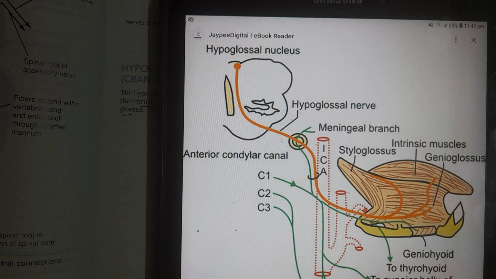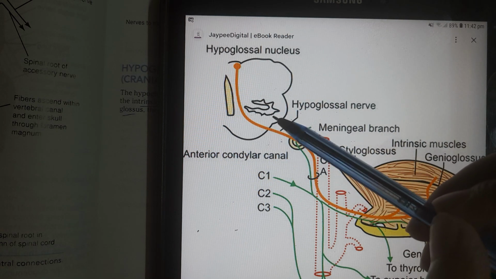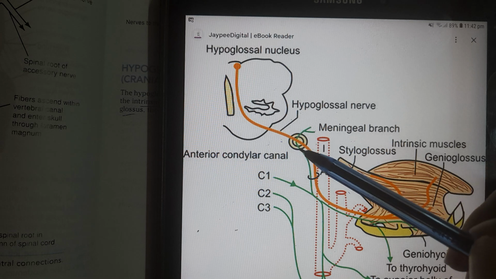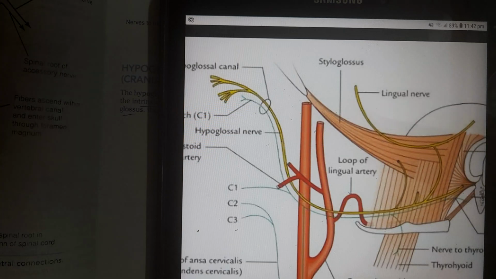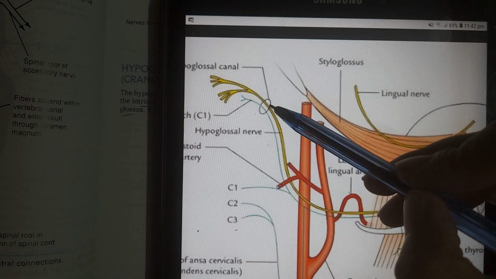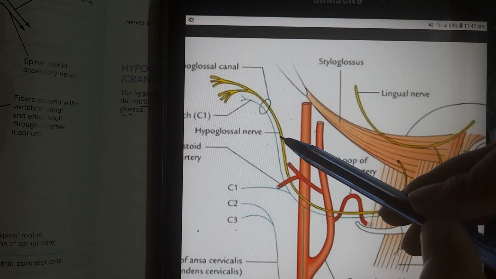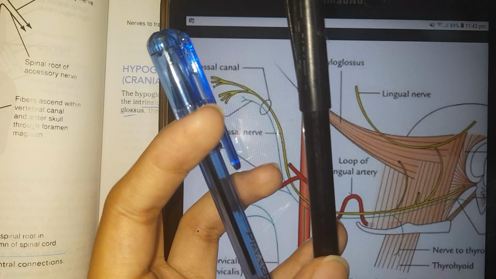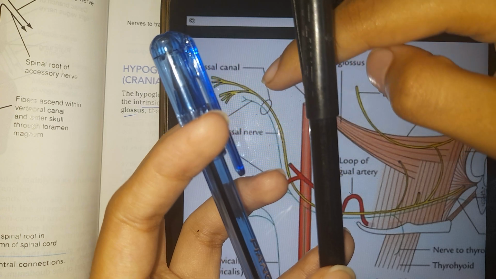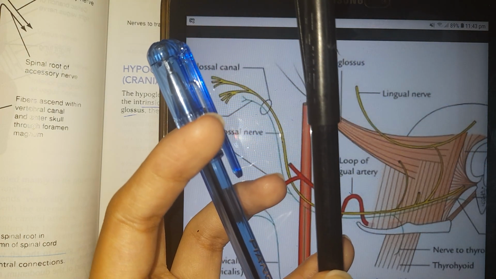As soon as the hypoglossal nerve comes out from the area between the pyramid and the olive, it goes to the region known as the hypoglossal canal. As you can see, here is our hypoglossal canal. The hypoglossal nerve goes through this canal, and just after exiting it, it runs between the internal carotid artery and the internal jugular vein.